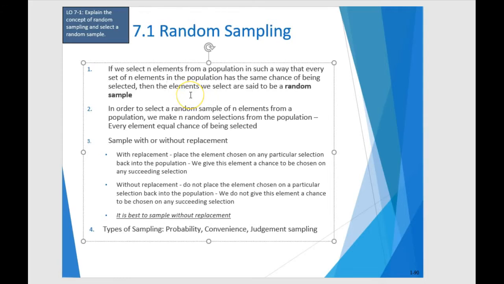So once it's chosen, it can no longer be chosen again. The best way to do this is to sample without replacement, because then we don't have any overlapping, okay? And now we see the types of sampling: probability sampling, convenience sampling, and judgment sampling. Probability sampling is where we know the chance that each element in the population will be included in the sample. This allows for statistical inferences.